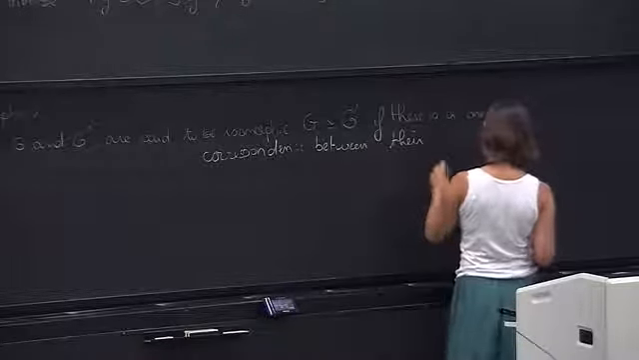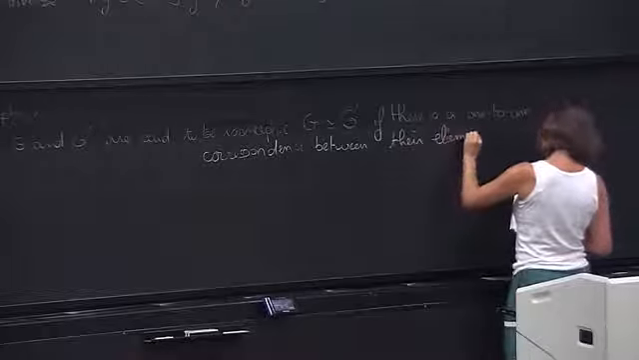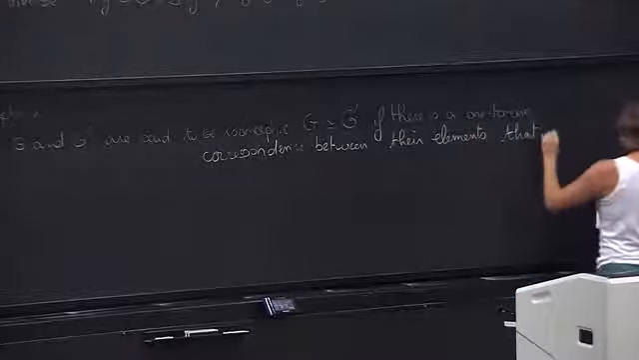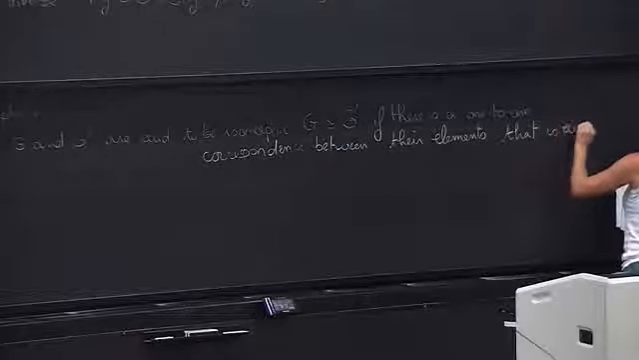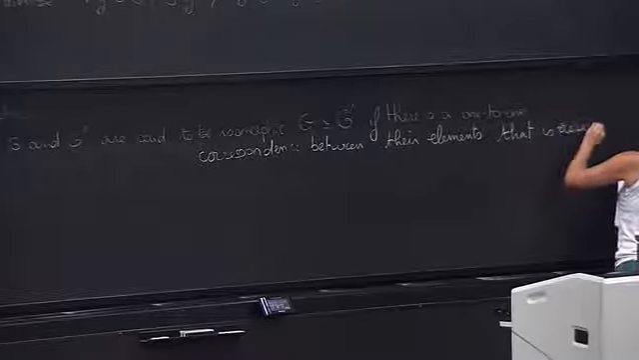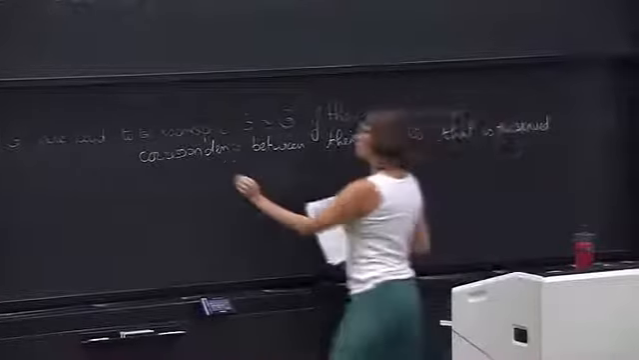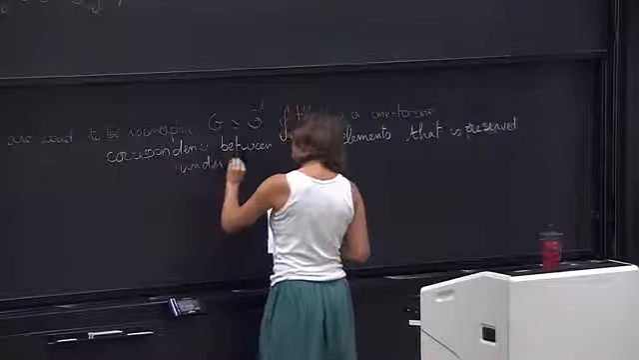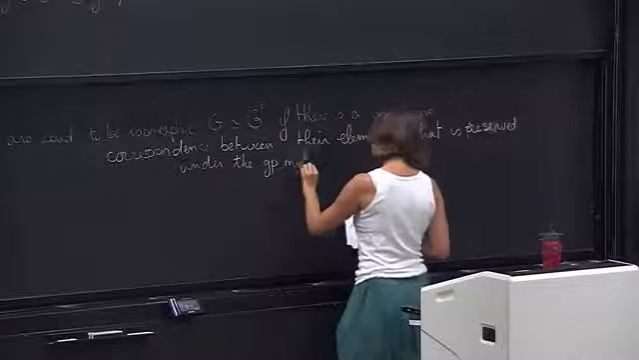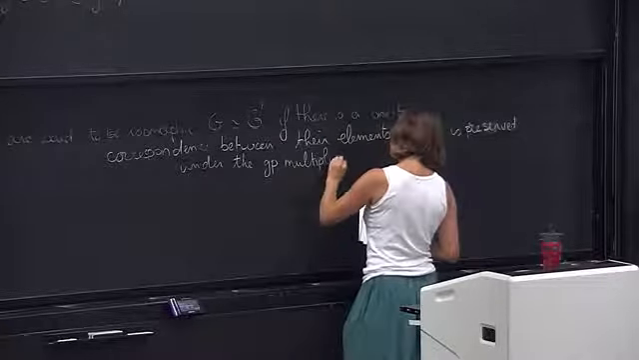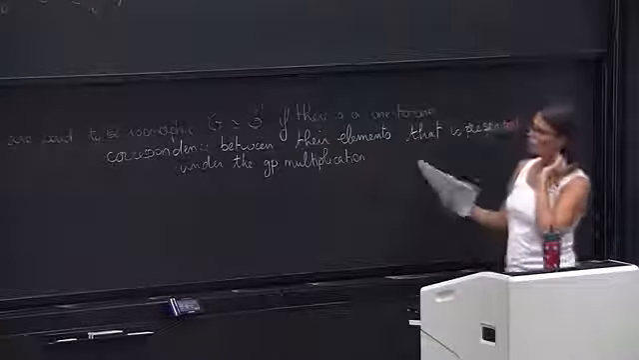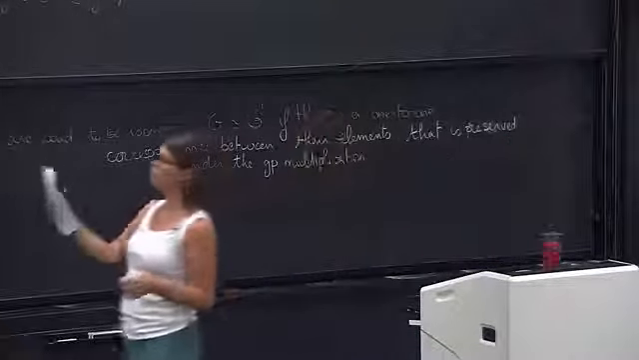So it's a one-to-one correspondence between the elements, which is preserved under the group multiplication, or the binary operation. Okay, so these are the first two definitions I wanted to give you, so basic ones.